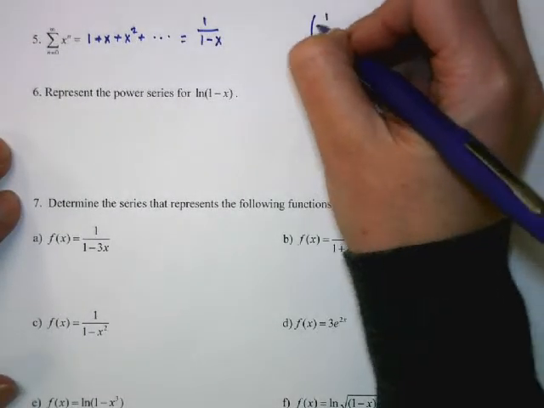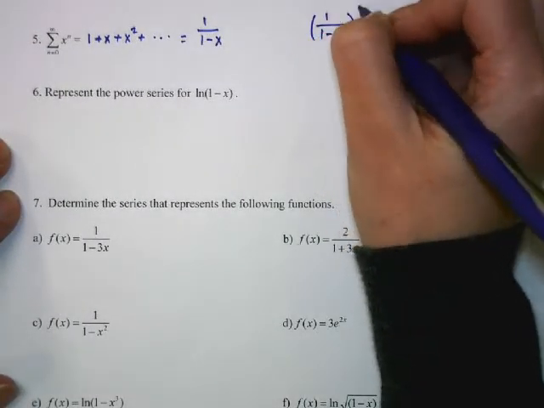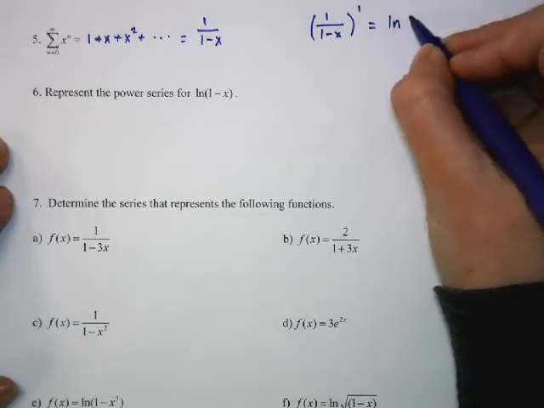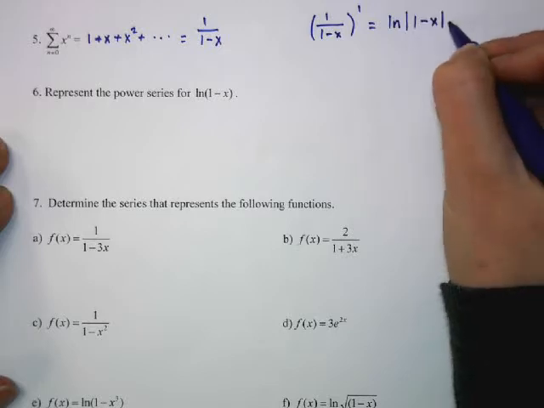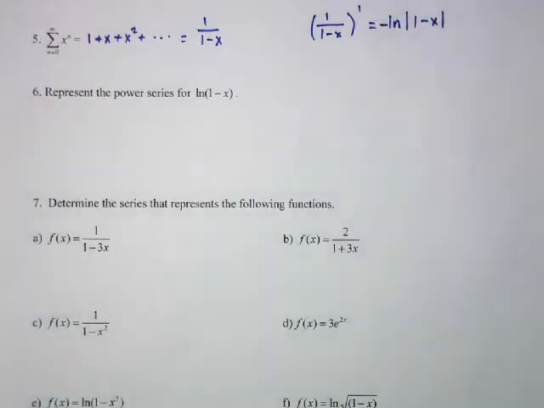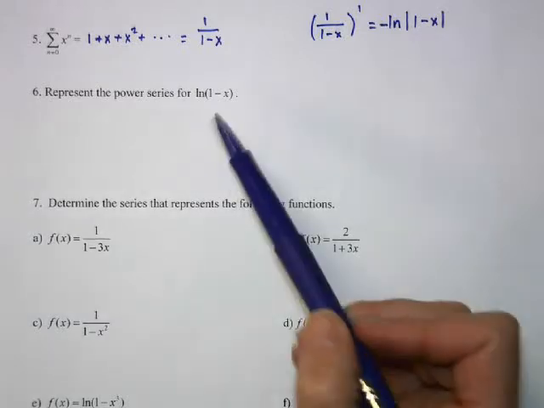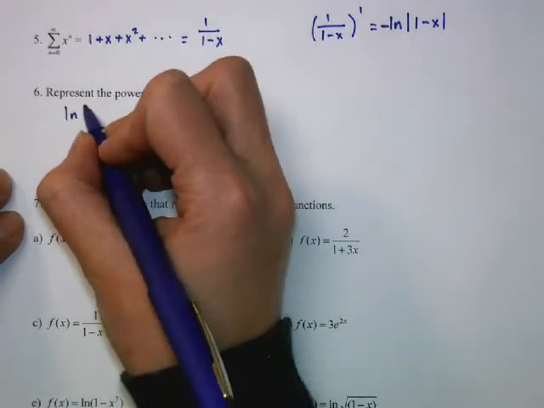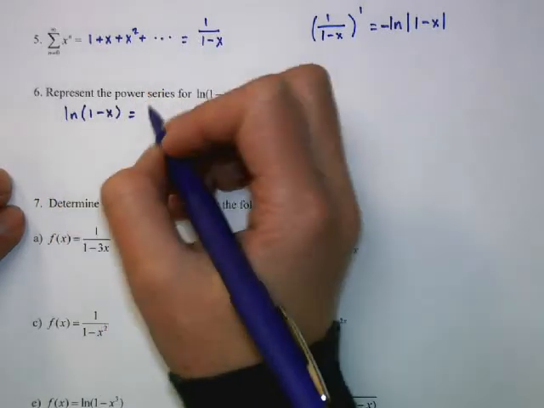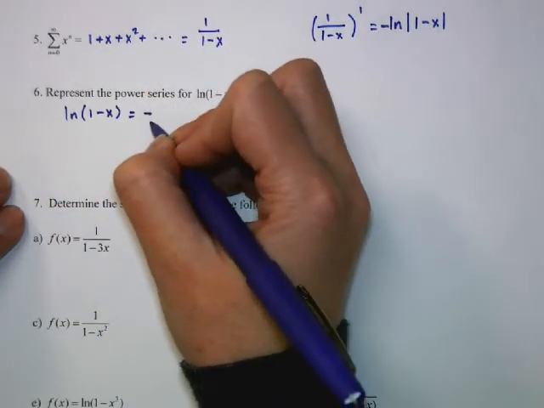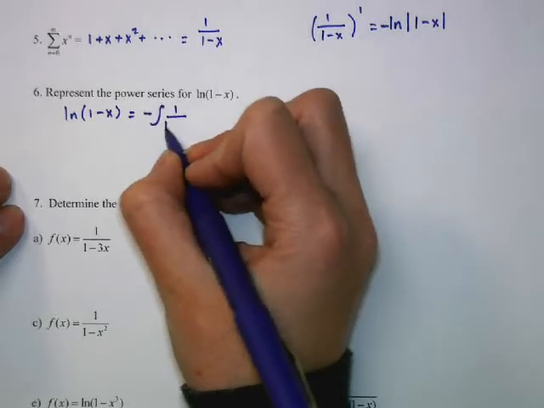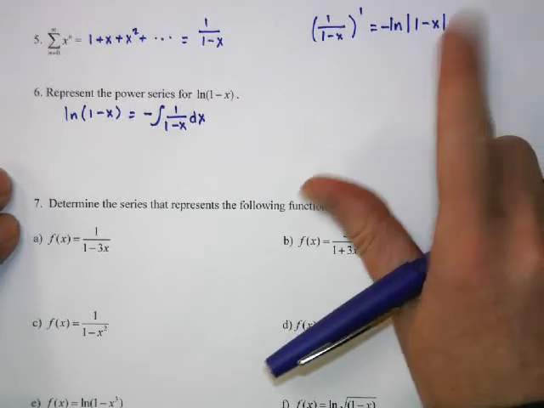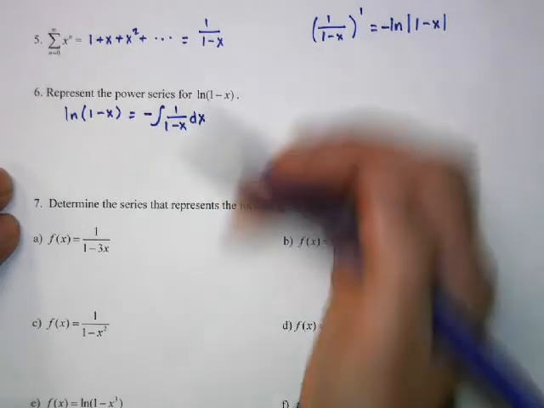Okay. If I were to take the derivative of 1 over 1 minus x, it would be the natural log absolute value 1 minus x times a negative 1, because we use the chain rule. Okay, and that's what we're going to use to find a series for natural log of 1 minus x. So ln of 1 minus x is going to be the negative, the opposite of the integral from 1. Okay. Since the derivative is this, the integral would be the opposite of this.